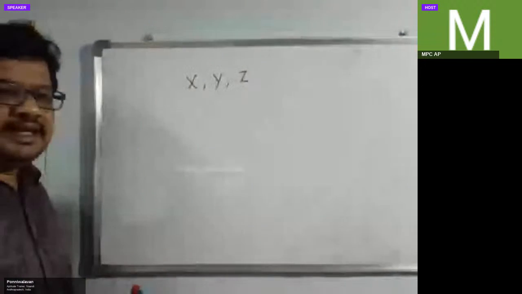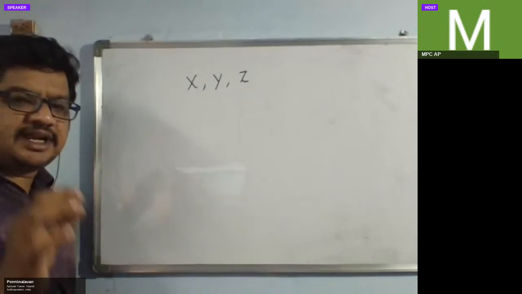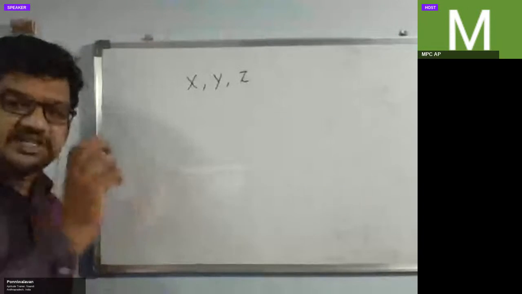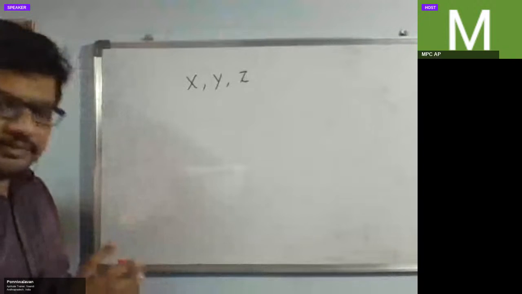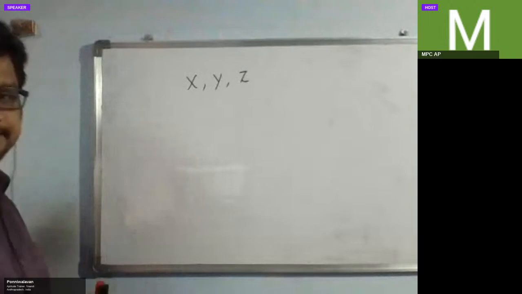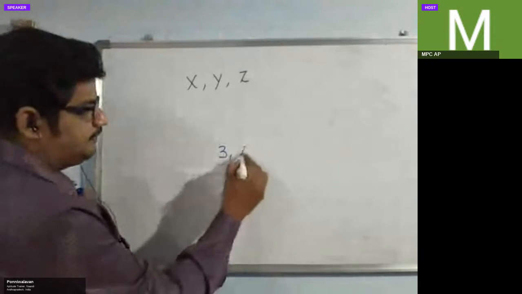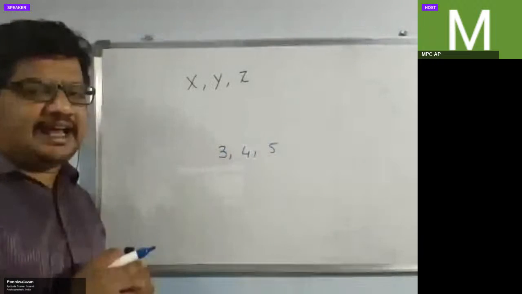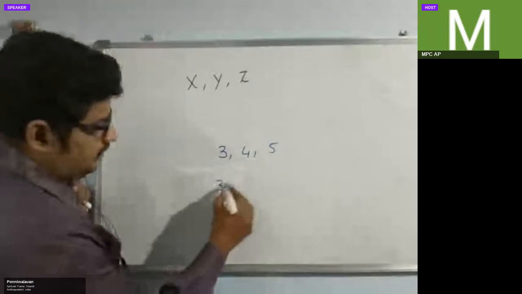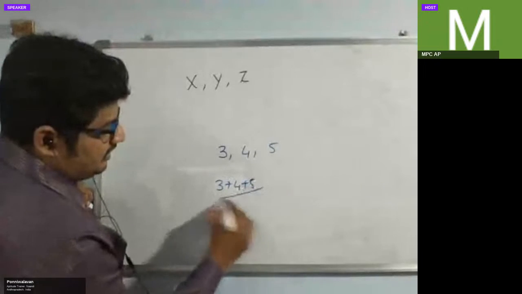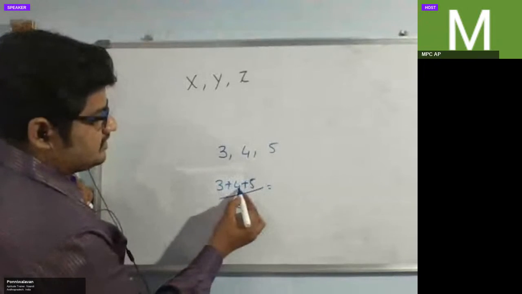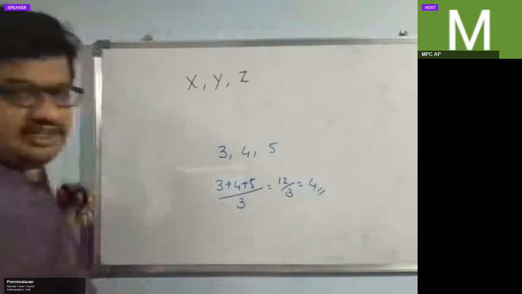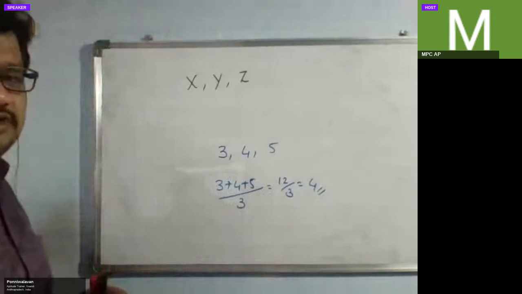Okay. There are 3 consecutive numbers x, y, z. 3 consecutive numbers means, tell me any example. Okay. 3, 4, 5. How will you find the average? 3 plus 4 plus 5 divided by 3. This is 7, 7 plus 5, 12, 12 by 3, 4. So what is the average? 4.